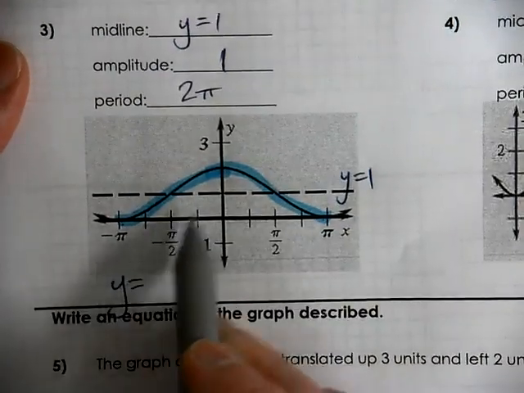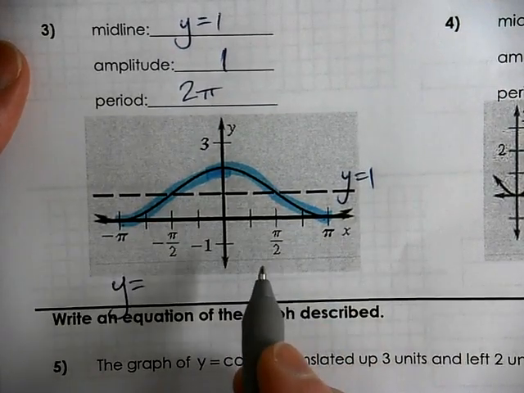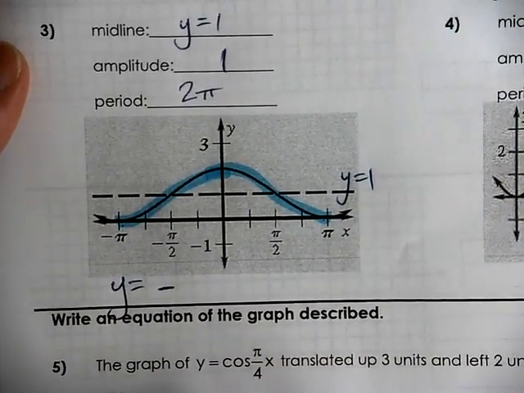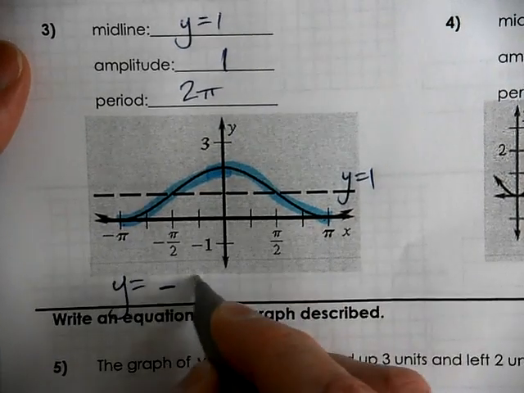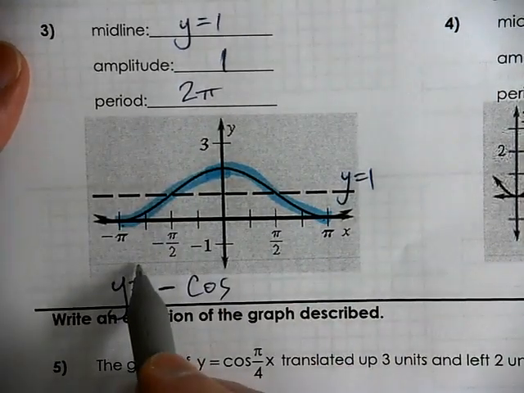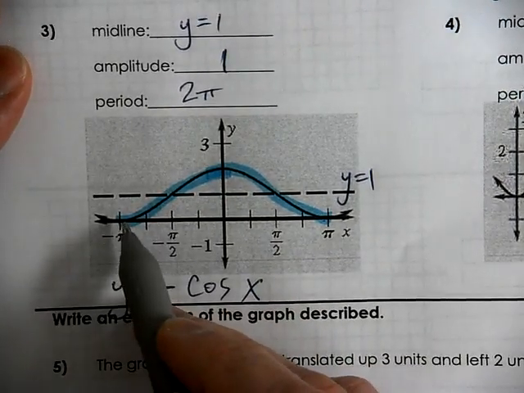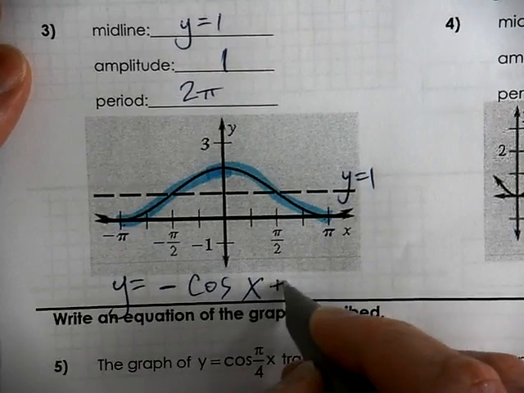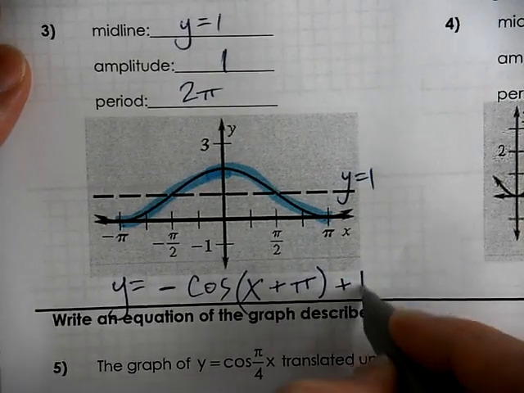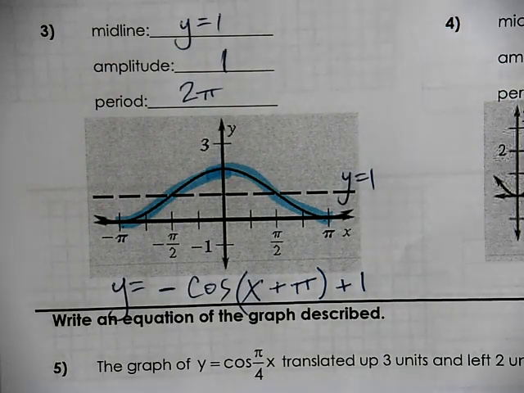So my equation, the way that I have highlighted this one, this looks like a cosine graph that starts with a minimum, so it's already negative. Amplitude's 1, so I don't have to write 1. Cosine. It has the normal period, so I don't have to worry about that. But it does move to the left pi, so it's plus pi, and that would be in parentheses. And it is increased or translated up 1. So that looks like my equation.